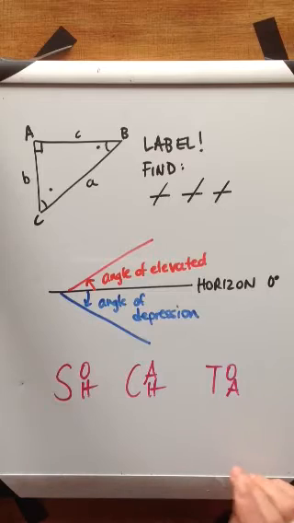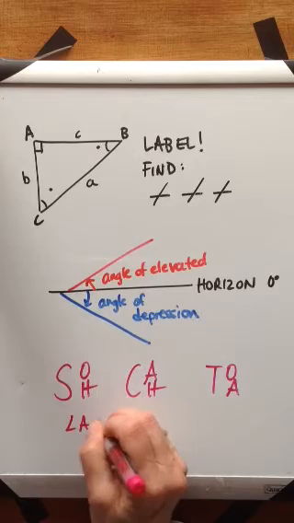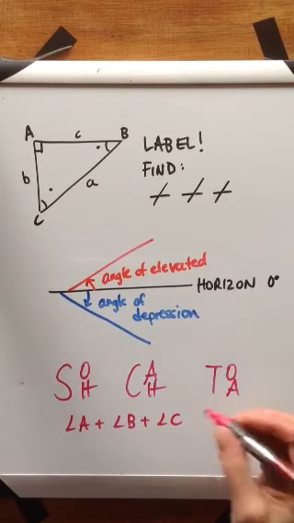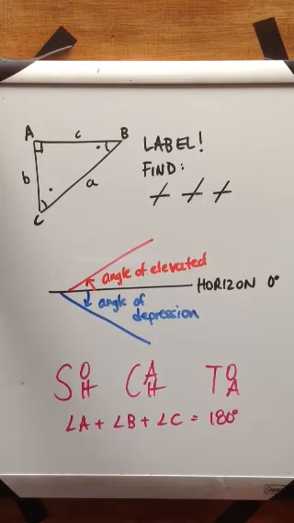Some other tools that you still have in your toolkit too are the fact that you know that angle A and angle B and angle C, especially if I'm referring to this triangle, all have to add up to 180 degrees. That is still a useful tool.